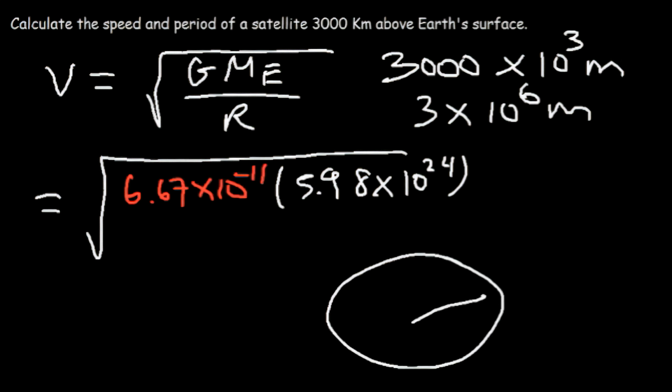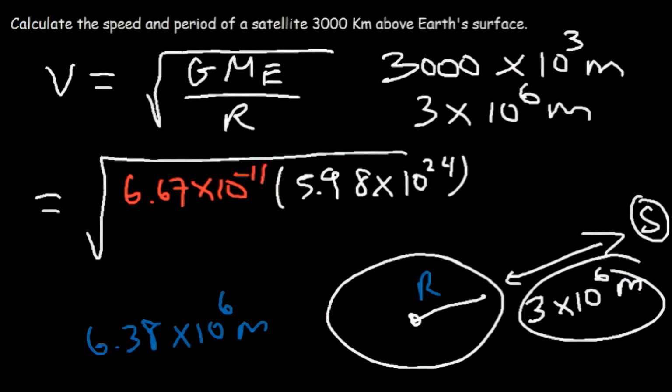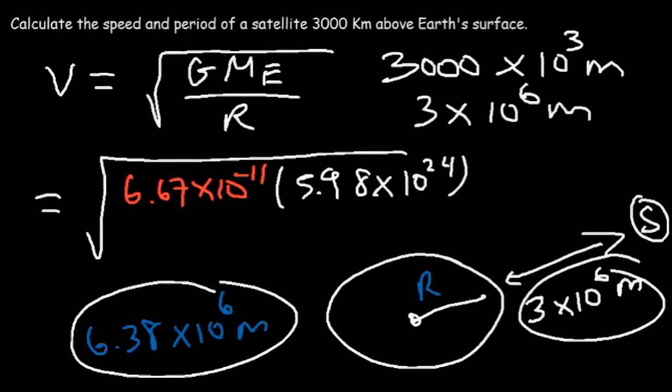Now the radius of the Earth is 6.38 times 10 to the 6 meters. And we have an altitude, that's the distance between the satellite and Earth's surface, is 3,000 kilometers above Earth's surface, so that's 3 times 10 to the 6 meters. To get the distance between the satellite and the center of the Earth, we need to add these two values. So 3 plus 6.38, that's going to be 9.38 times 10 to the 6.